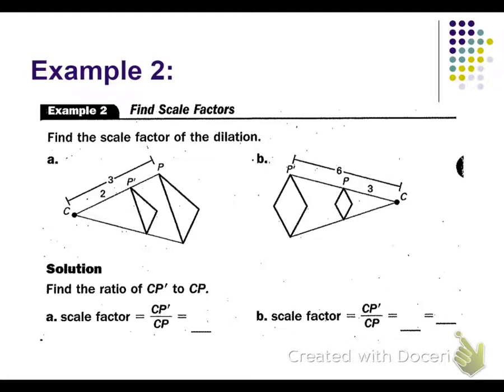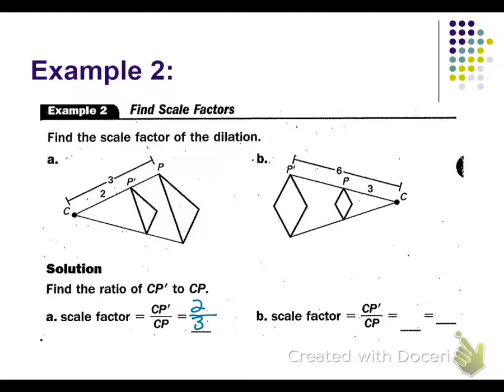We're going to talk about scale factor here. So the ratio between CP prime, the center to P prime, to CP is what we're going to use to find that scale factor. So the image goes on top, the original goes on bottom. So if you're looking for the distance from C to P prime, what is that distance? 2. That goes in our numerator. And our denominator is the original C to P. What's that distance? 3. So we see our scale factor here is 2/3.